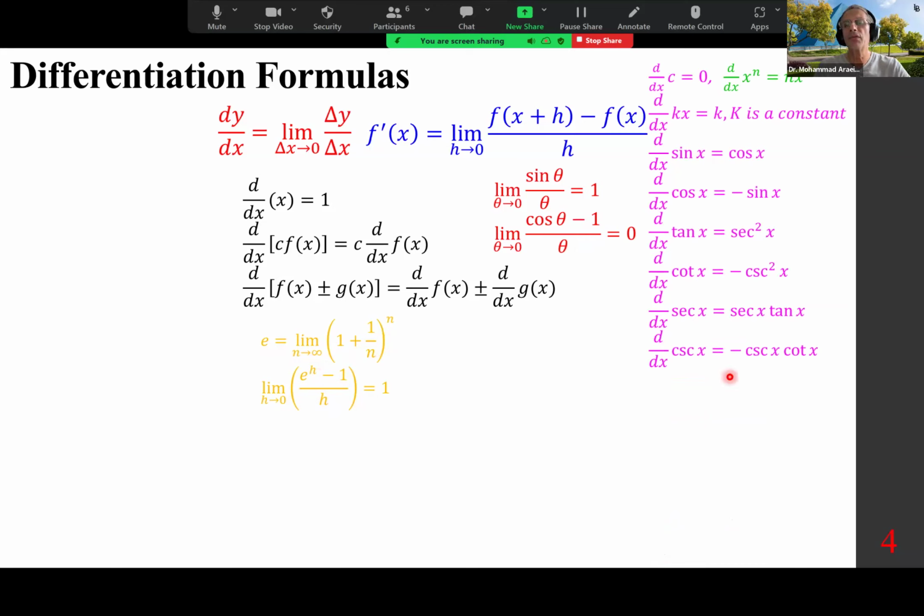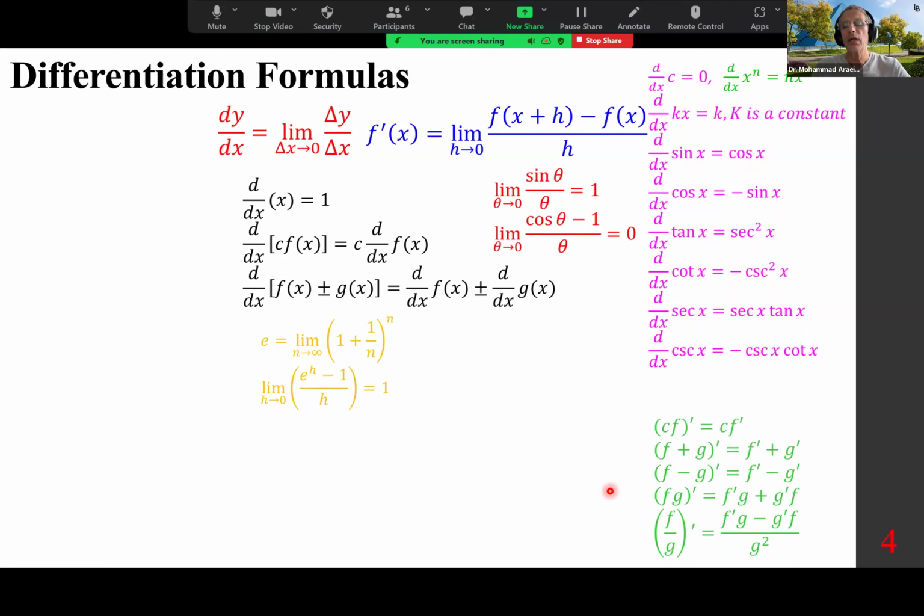Now here's some of the differentiation formulas we'll be using. The derivative of a constant is 0. The derivative of x to the power of n is n x to the power of n minus 1, known as the power rule. The derivative of k times x is k, where k is a constant. The derivative of sine is cosine. Cosine is negative sine. Tangent is secant squared. Cotangent is minus cosecant squared. Secant x is secant x tan x. Cosecant x is minus cosecant x cotangent x.